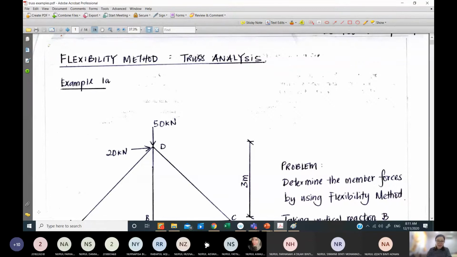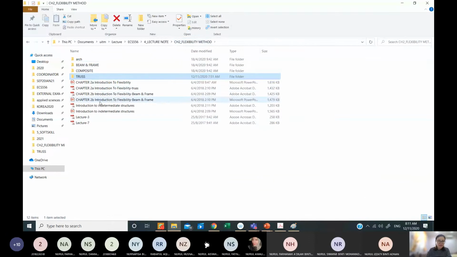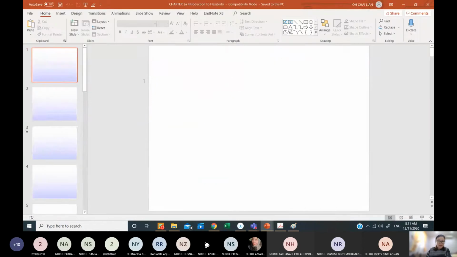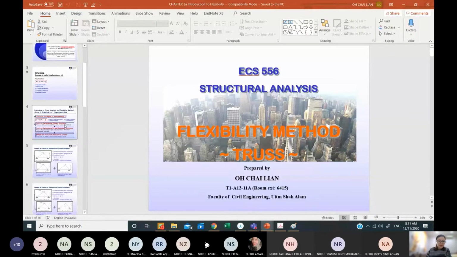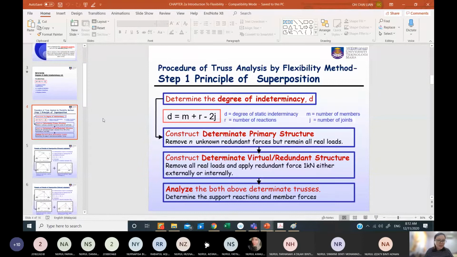Probably I need to again open my introduction slides. Let's have a look at the revision. Hi class, can you see my slides on this procedure of flexibility method? Yes, doctor. Yes, sir.